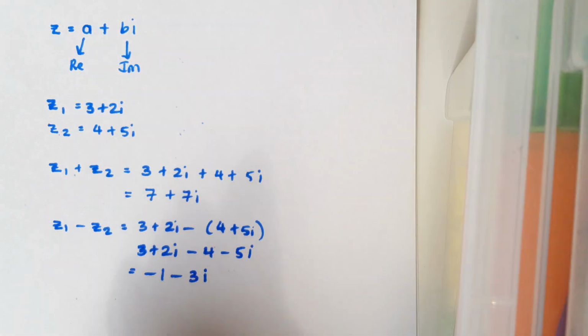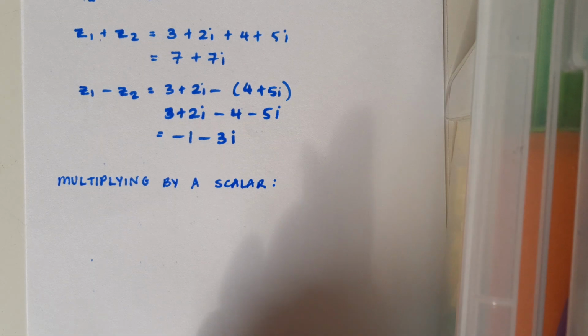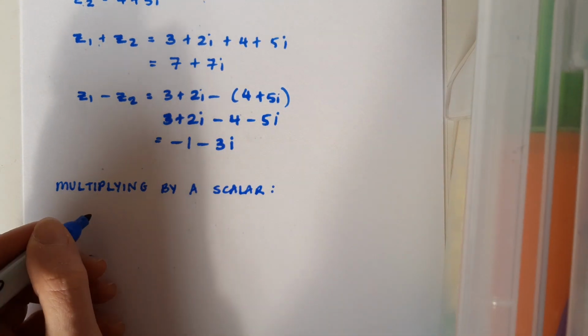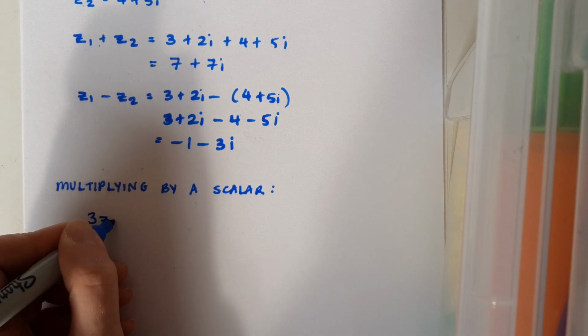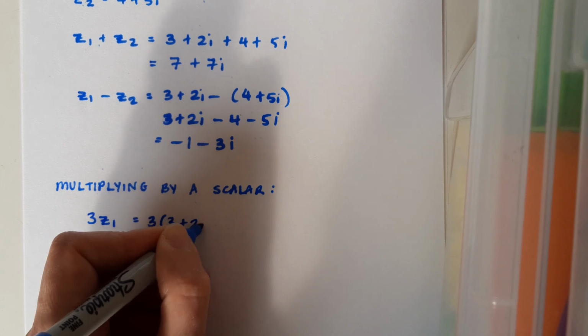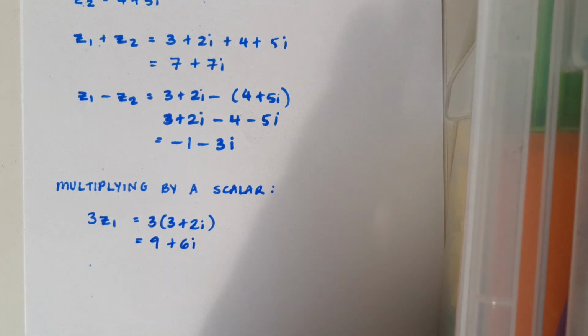But I could also, for example, multiply my complex number by a scalar. And a scalar is just a non-complex number. It's just a regular number. So, for example, I might say 3z1. And in this case, that would be 3 times 3 plus 2i. So I could multiply out as normal and get 9 plus 6i as my answer.